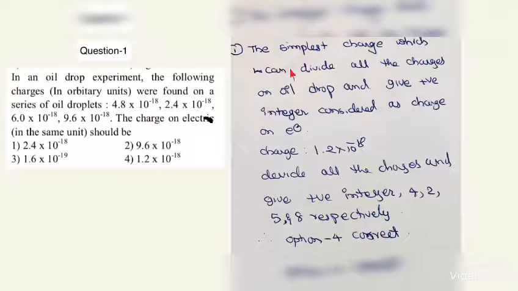Generally, the simplest charge which can divide all the charges on the oil drops and give positive integers is considered as the charge on the electron. So here we get 1.2 × 10^-18 as the charge on the electron. Why? Because it divides all these charges and gives positive integers like 4, 2, 5 and 8 respectively. So option 4 will be the correct answer.